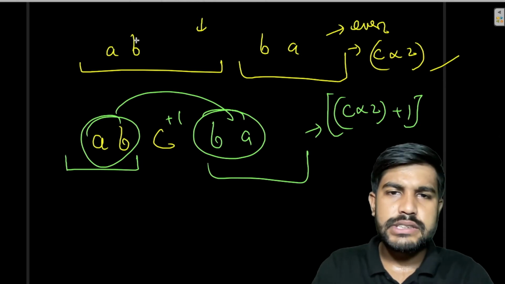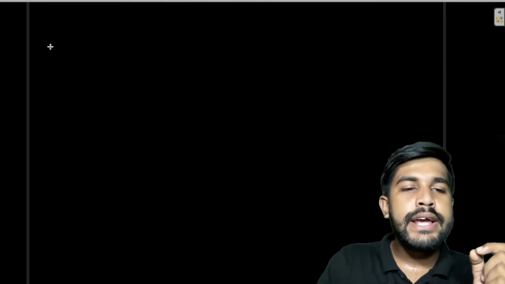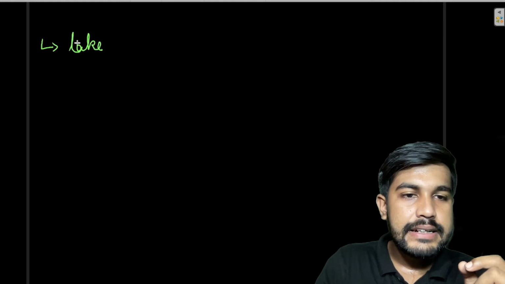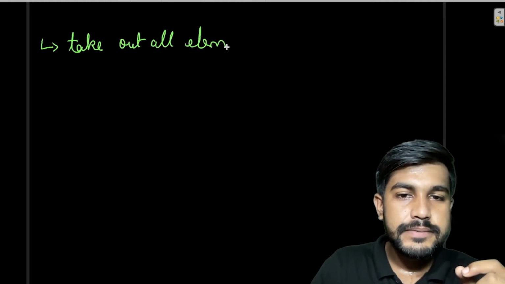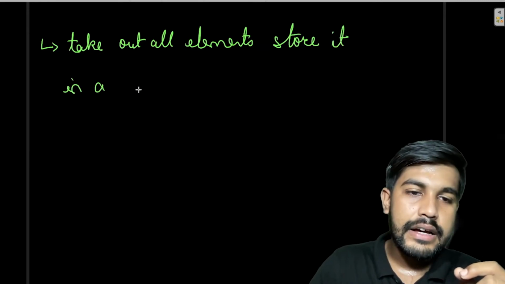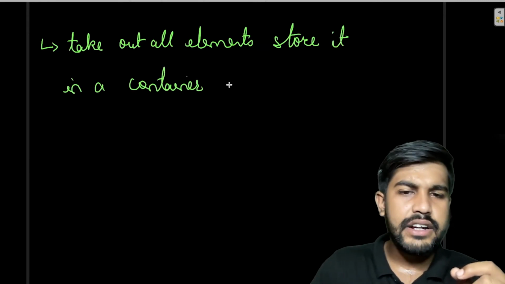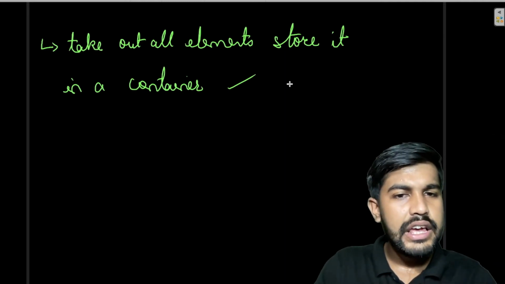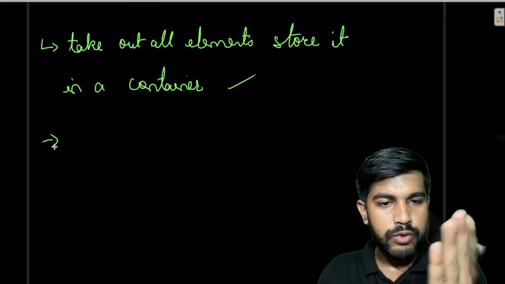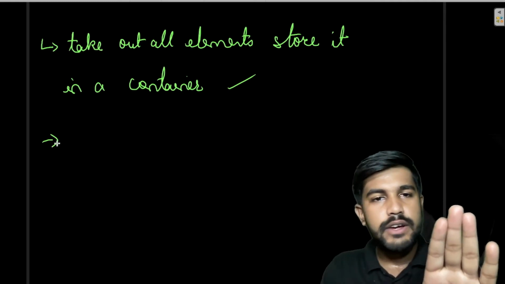So now the most simple solution as of now we can think of is, we would take out all the elements, store them in a container, any container, vector, array, string, and then you can use this algorithm that before reversing and after reversing would be the same.